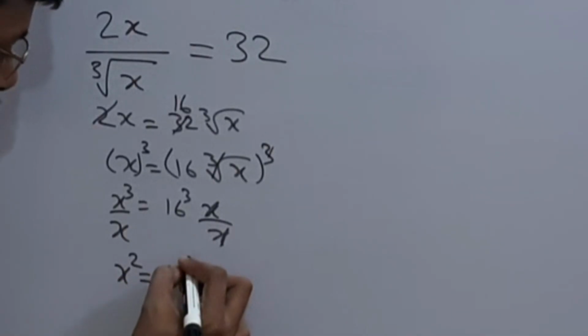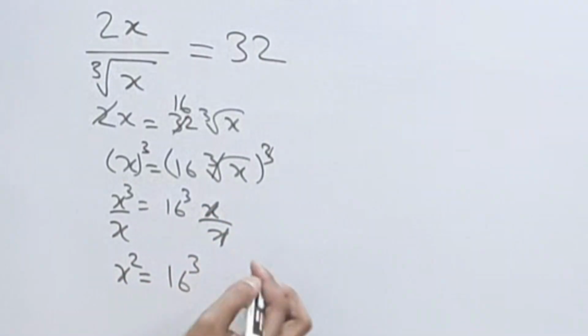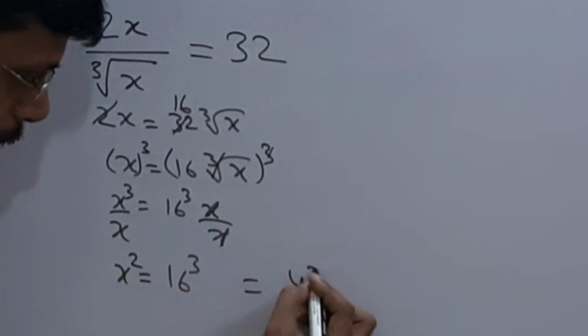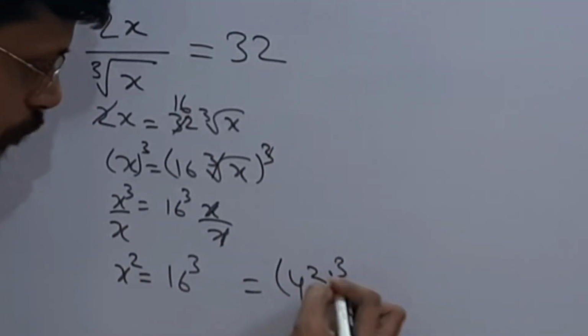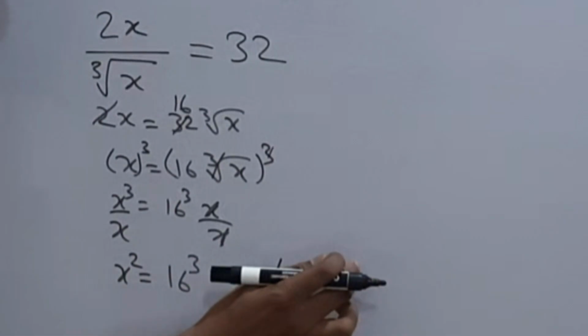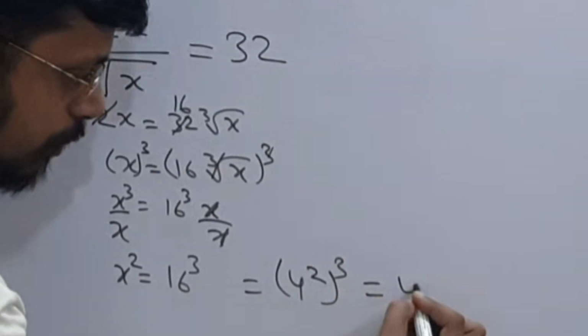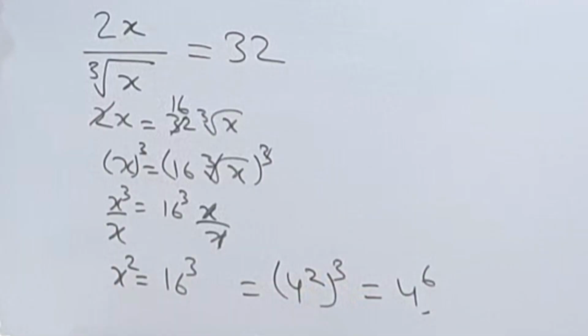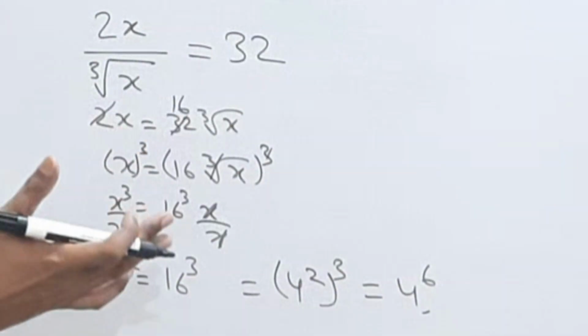So x square is equal to 16 cube, and 16 cube can further be written as 4 square, right? And already cube is there, so for 16 I am writing 4 square, already cube is there, so the answer will be 4 power 6. So maybe in your MCQ the option will be given as 4 power 6. So this is the solution of this question.